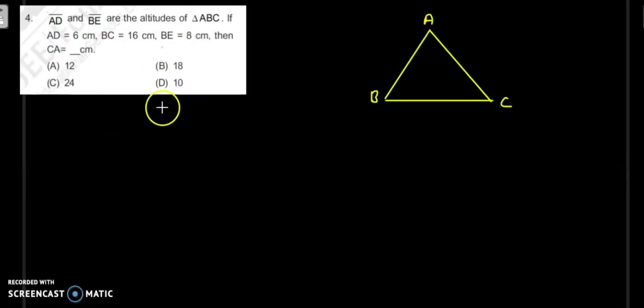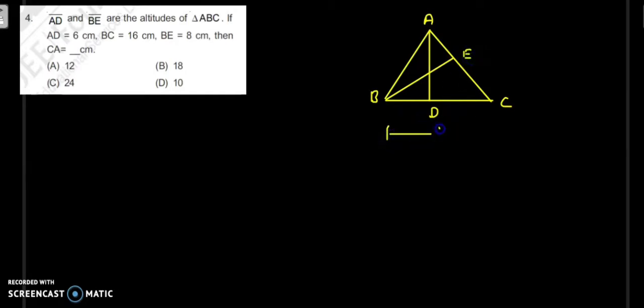Next question. Read the question. AD and BE line segments are the altitudes of triangle ABC. So first we will draw triangle ABC. Then AD is perpendicular to BC. AD is an altitude, then BE is also an altitude. So BE will be like this on AC. So give the names A, D and B, E.